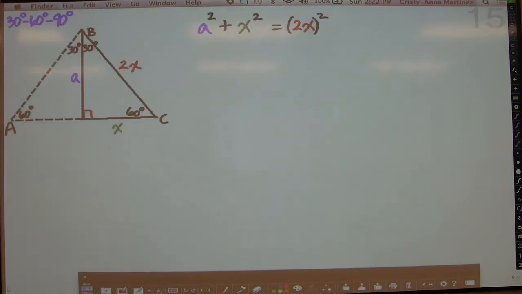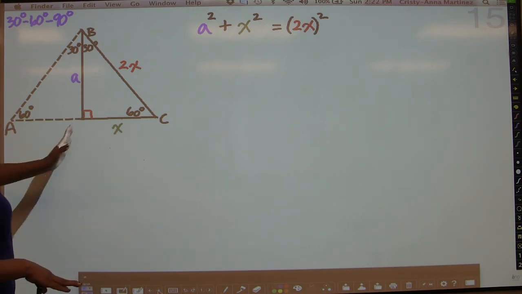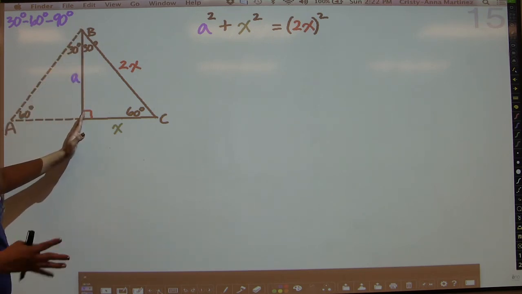And this is going to be the 30, 60, 90. So like before, I want to derive for you, if you will, kind of prove to you where this comes from. So supposing you had an equilateral triangle, ABC, an equilateral triangle, and then you draw in the altitude or the height, right?